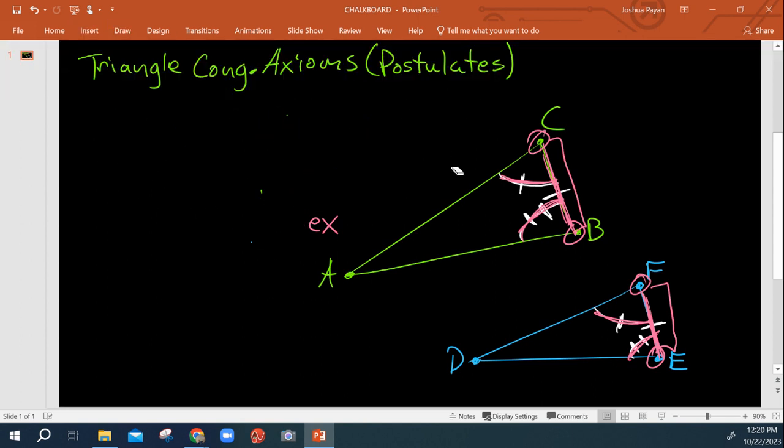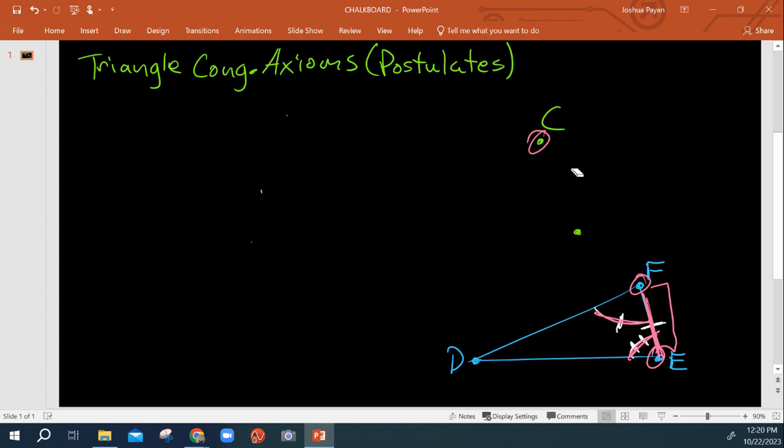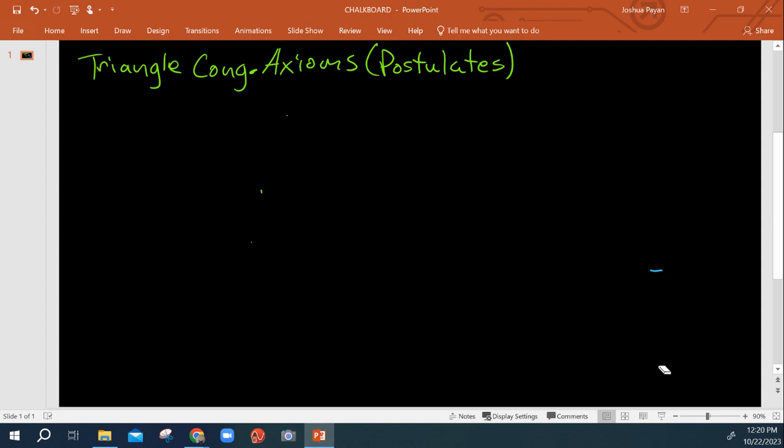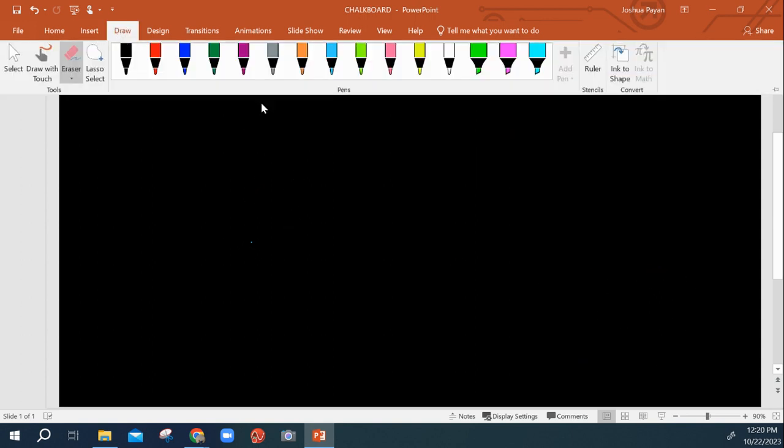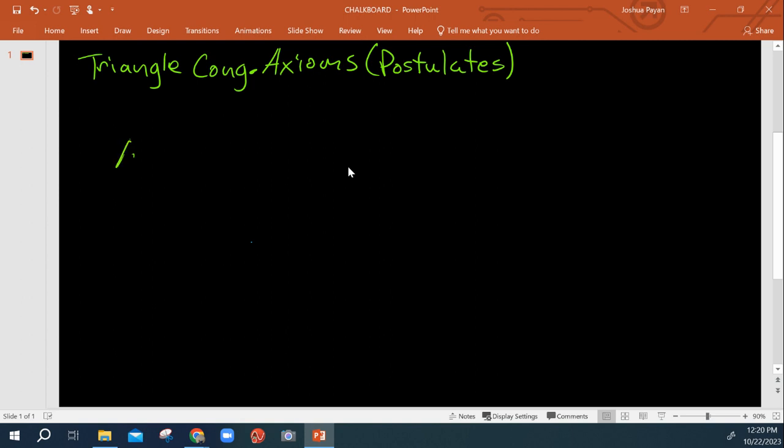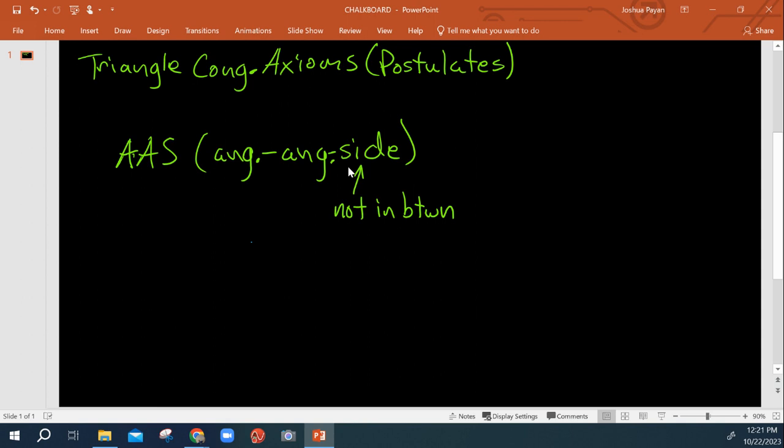Let's look at some other ones. Okay, there's 5 that we're going to look at, so we still have 4 more to look at. Okay, so now let's say we had angle, side, right? So let's talk about what that means. Well, that means angle, side. Okay, and this is where the side is not in between, or not included.